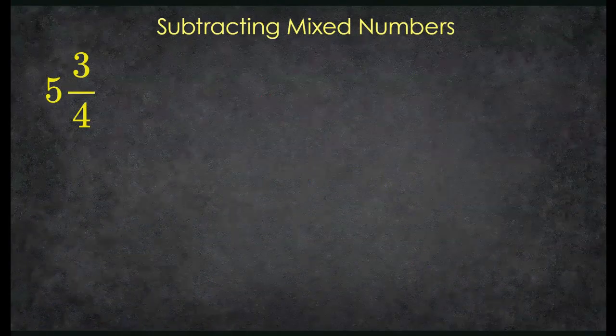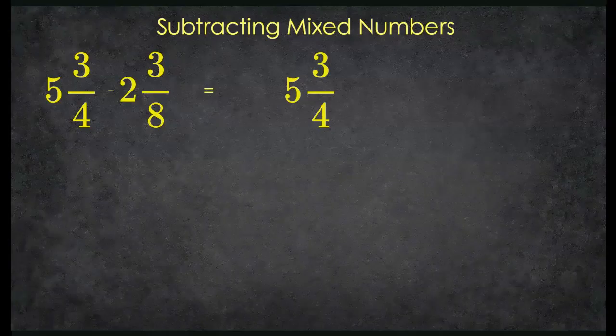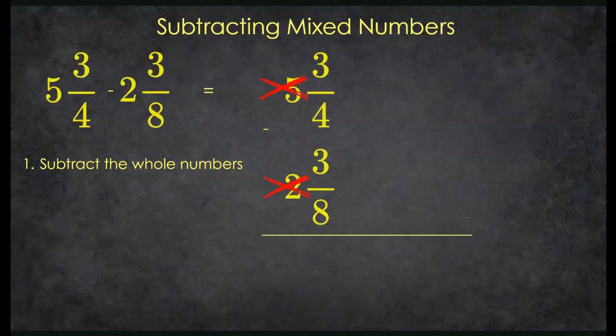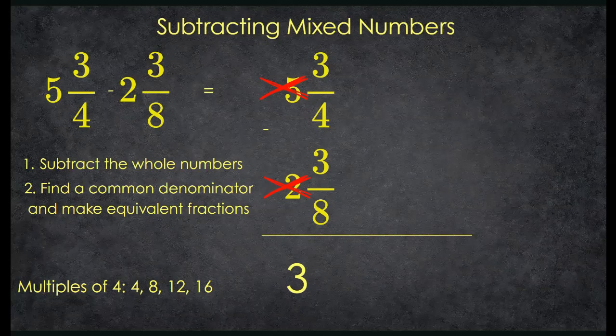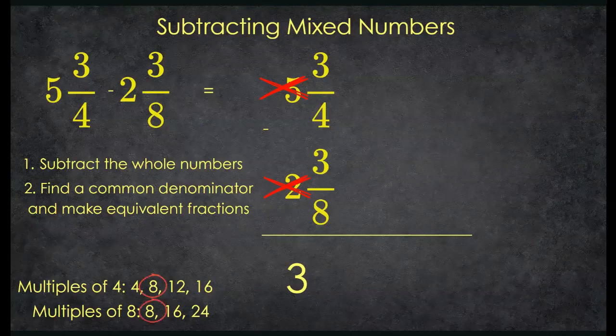All right, last example that I'm going to show you. 5 3/4 minus 2 3/8. We're going to rewrite those so they're in standard algorithm. We're going to subtract the whole numbers. 5 minus 2, that's going to give me 3. And then I'm going to look for a common denominator in 4ths and 8ths. Here are my 4s, my 8s, and I see that they share a common denominator of 8.